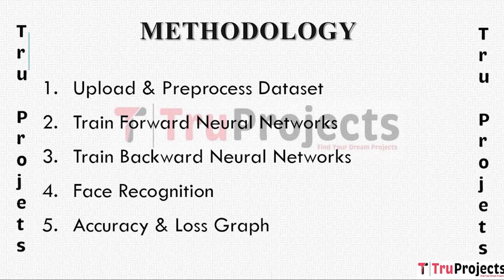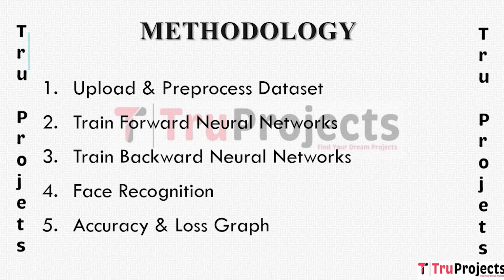Second module is train forward neural networks. In this module, forward neural networks are trained to recognize faces. Forward networks take an input and predict the output, mapping inputs to corresponding classes. The process involves feeding the training images through the network, adjusting weights and biases using optimization techniques like stochastic gradient descent, and iteratively refining the network's ability to recognize faces. The output layer typically uses softmax to provide probability scores for each class.